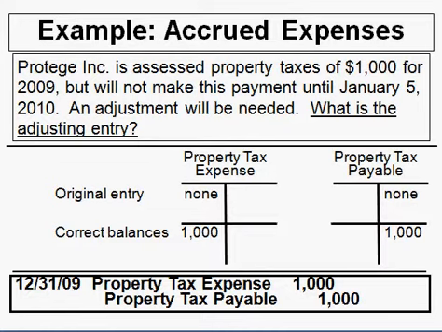So if you look at your accounting equation again, assets equal liabilities plus stockholders' equity. You've got your liabilities increasing and your stockholders' equity decreasing because of the expense. So when January 5th comes around and you pay it, you're going to debit property tax payable and you're going to credit cash. Again, when you're making an adjusting entry, cash is never an account that you would use.